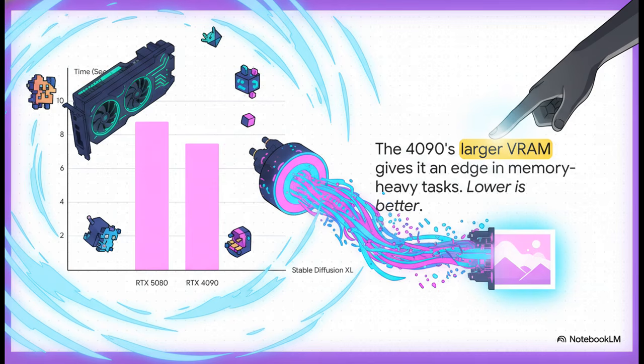But then you switch to a really memory-intensive task, like generating images with Stable Diffusion XL, and the tables completely turn. Here, the 4090's extra VRAM and wider memory bus give it a clear, noticeable advantage. It's just plain faster. This perfectly illustrates how the right choice really depends on what you're actually going to do with it.